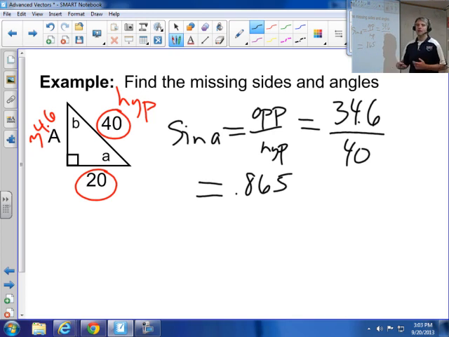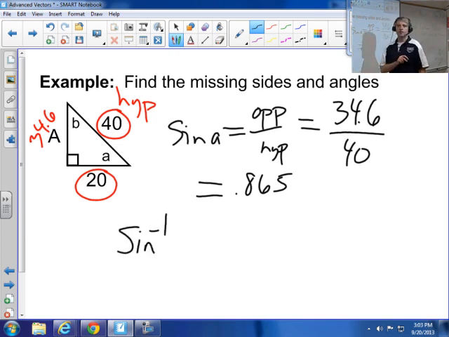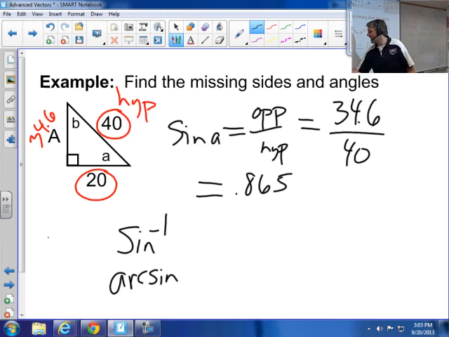Well, how do I find my angle then? The good news is your calculator can do this for you. The way it does it is by finding what they call an inverse sine or an arc sine. And here's the way it will normally look on a calculator. They'll either write it as the inverse sine with a -1, or you may see it as an arc sine. And sometimes they'll just use a sine for arc sine. It all means the same thing.